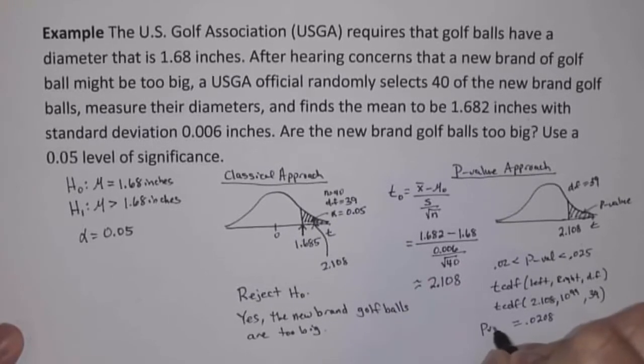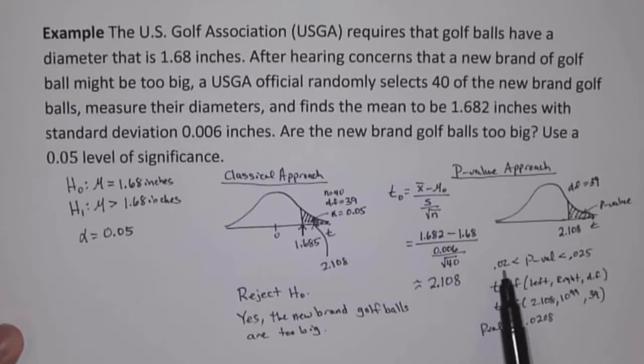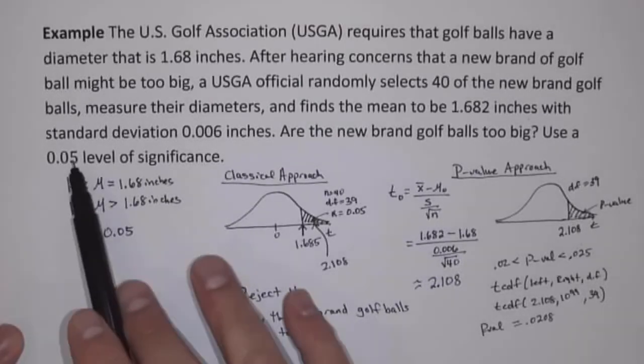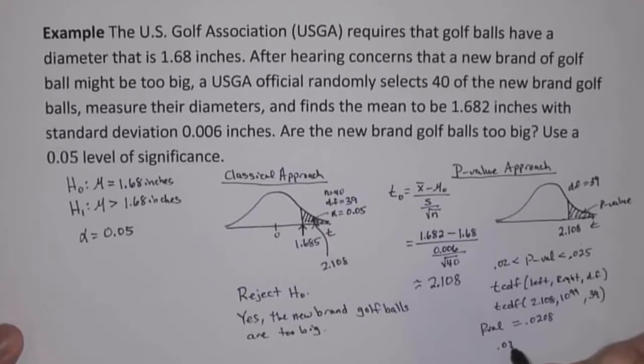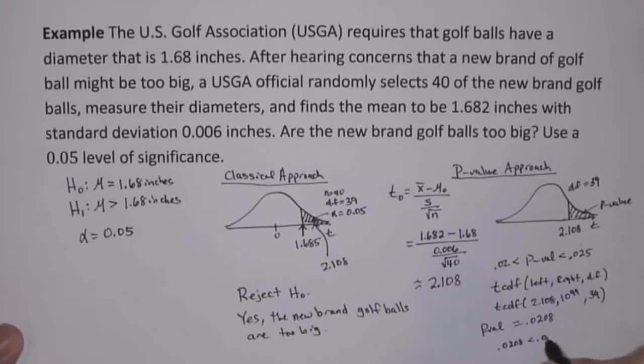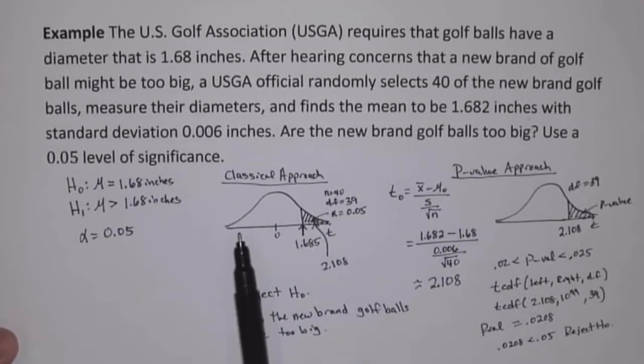So the p-value is 0.0208, which incidentally is in between 0.02 and 0.025, so it does fit. And because that 0.0208 is less than 0.05, we reject the null hypothesis. So again, 0.0208 is less than 0.05, so we reject the null hypothesis. So we can use either the classical approach or the p-value approach.